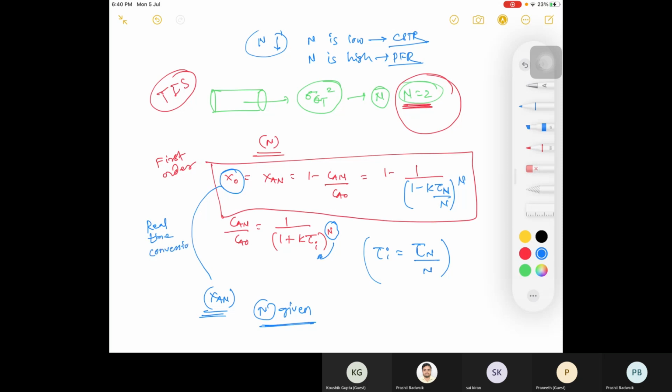Hope you understand the physical significance of what we are studying. You do the RTD study, you use the tanks-in-series model, you calculate your sigma theta, and based on that you calculate your n, and once you get n, you can calculate your real life, physical conversion. Are you following this?